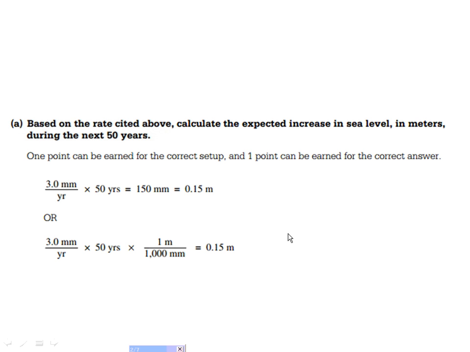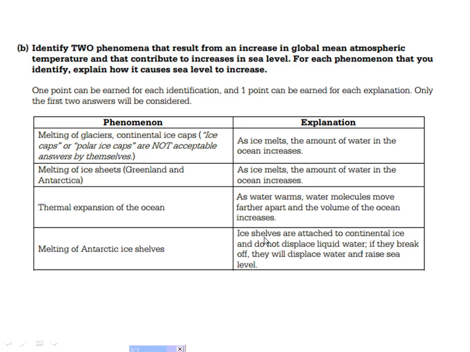For letter B, it said to identify the 2 phenomena that result from an increase in global mean atmospheric temperature and that contribute to an increase in sea level. For each phenomenon that you identify, explain how it causes sea level to increase. This one's going to be worth 4 total points, so 1 point can be earned for the identification, and 1 point can be earned for each explanation. Only the first 2 answers will be considered. So if you just started to list because you weren't sure, they were not going to read beyond your first 2 answers here.